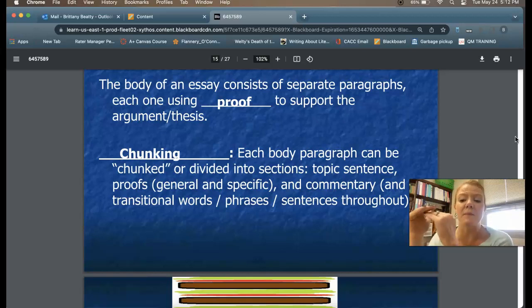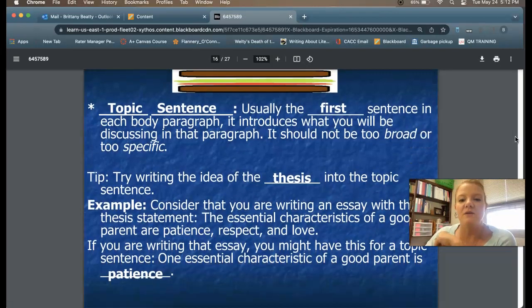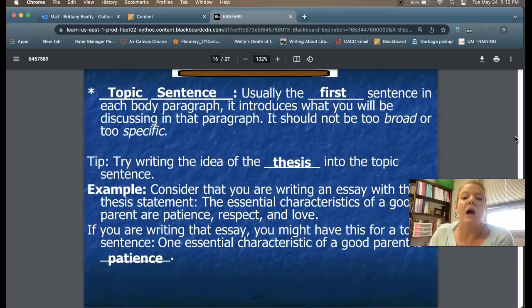And then after that topic sentence, you have a chunk. A chunk consists of general evidence, specific evidence, and commentary. Now, some paragraphs may have 2 or 3 chunks in them. So we're going to talk about all of those pieces now. A topic sentence should be the first sentence of a body paragraph. In this first essay, your thesis should include a plan of development.